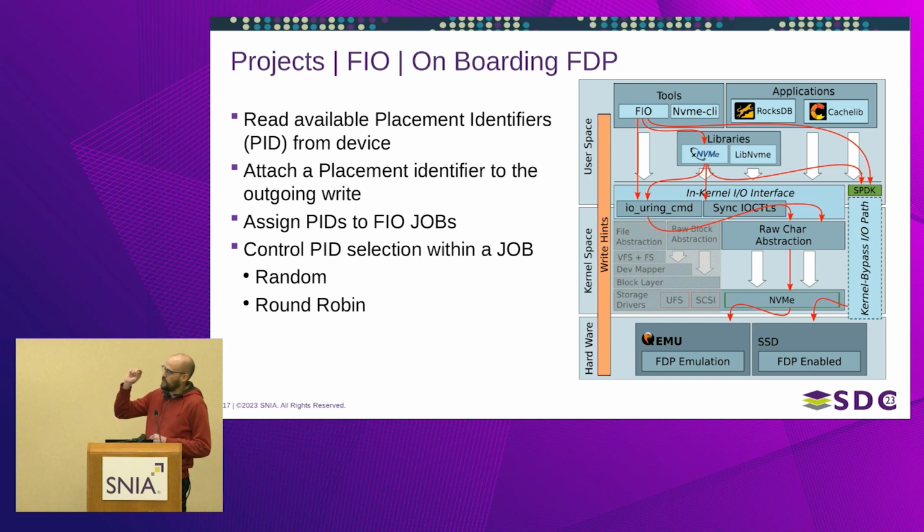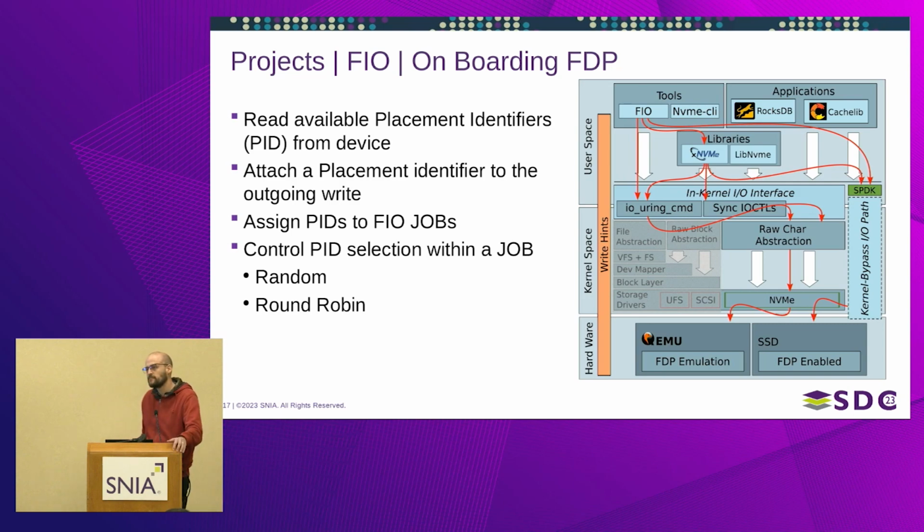Also, with FDP, you need to attach the hint, the placement identifier, to the write. So in FIO, that was also added. So with the configuration, it can just piggyback the hint on the write. And I think that's going to be true for the totality of my list. This is something that needs to be added in order to make FDP work. So FIO works in configuration.